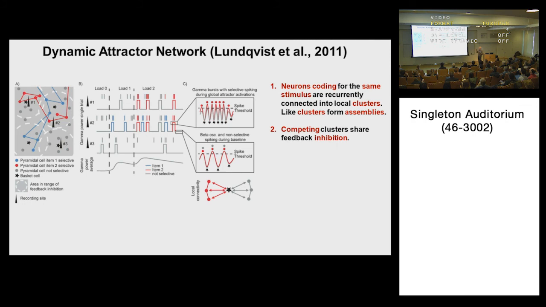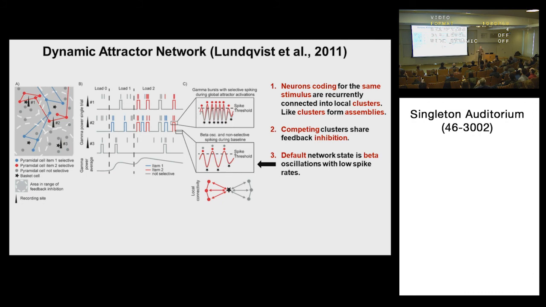So the model is that neurons coding the same stimulus are connected into local clusters. Clusters form assemblies. Just think of assemblies as the same thing as an engram of the working memory. Competing clusters share feedback inhibition: all the engrams try to shut each other down. The default network state is beta.